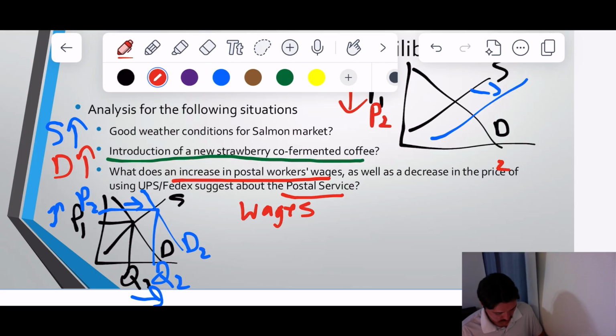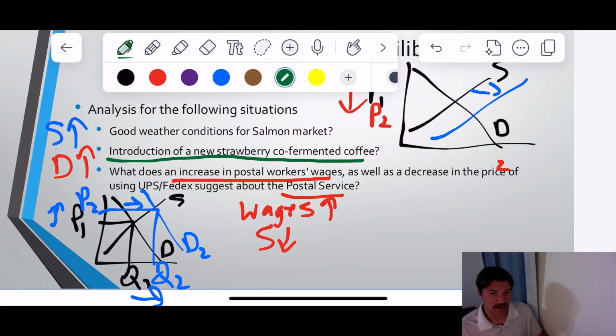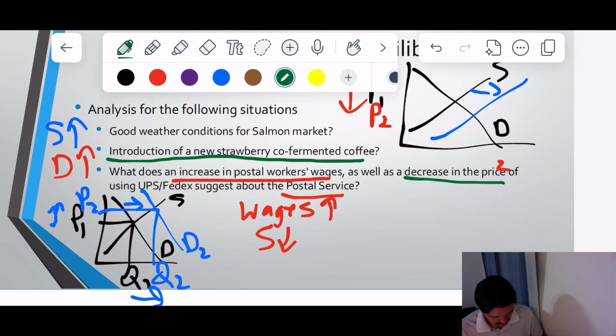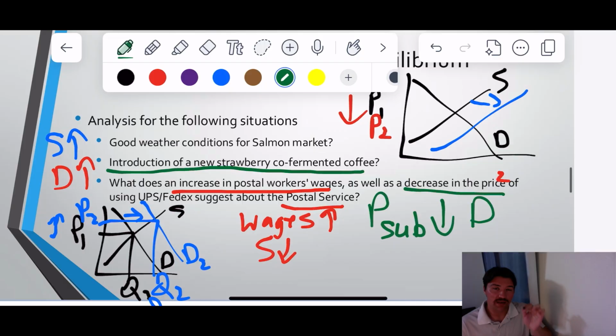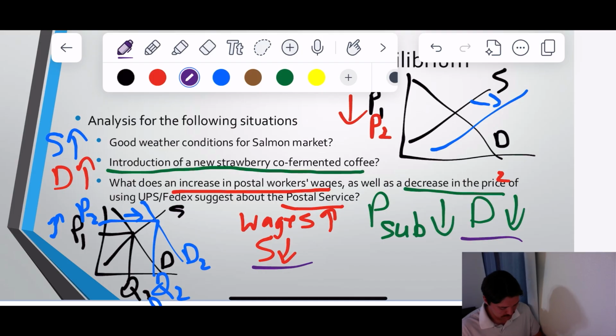They now have fewer workers, fewer people driving, lower supply. And then because there is a decrease in the price of using UPS or FedEx, well, more people are going to use UPS and FedEx and not the Postal Service. So because the price of a substitute is now cheaper, the demand for the Postal Service is now lower. We have two shifts going on here. All right, so let's draw both of those happening.